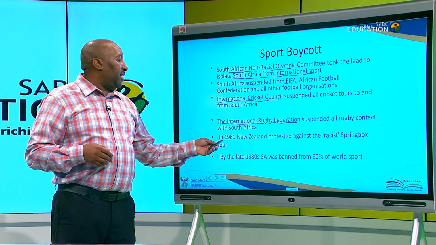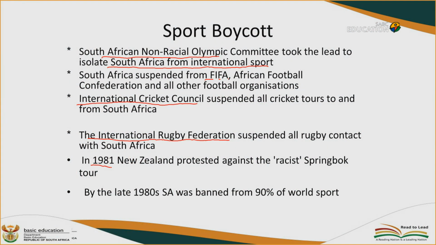We see in 1981, the New Zealanders protested against the Springbok tour. The group of white Springbok players went to visit New Zealand to go and compete. They were not accepted to come and participate with New Zealand.